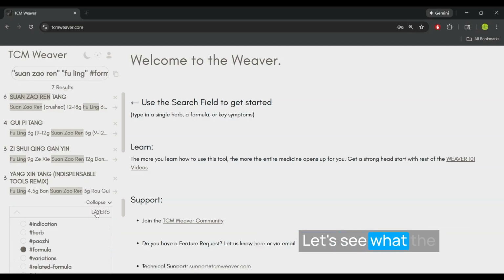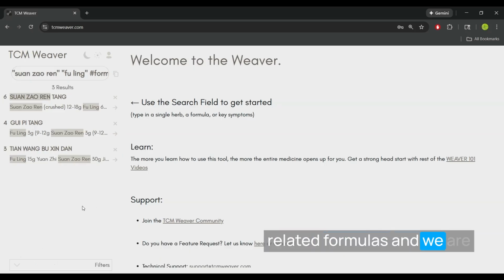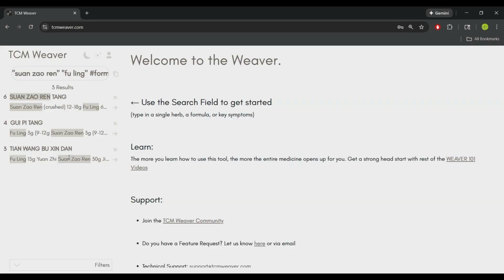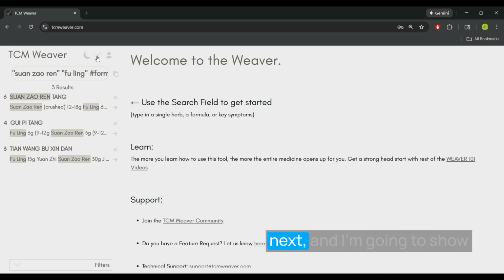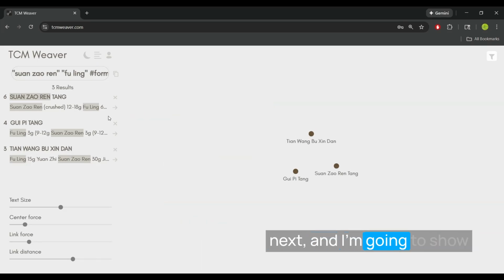Let's see what the major formulas are. We're going to deselect the related formulas, and we are down to Swanzauren Tong, Guipi Tong, Tianwang Bushen Dan. Let's head over to Graph View next, and I'm going to show you how you can differentiate between formulas to decide what's the better formula for you to use for your patient.